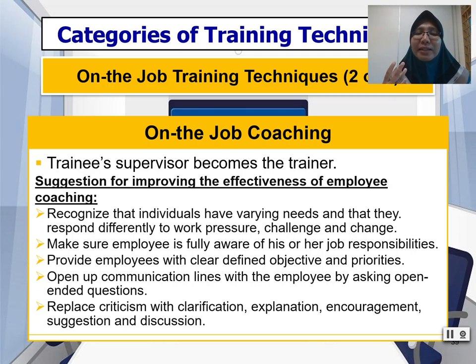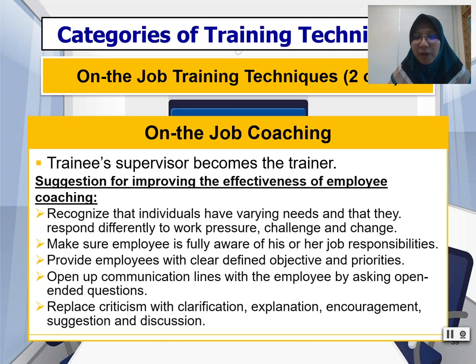Okay, so there are suggestions to improve effectiveness of employee coaching. So there are 5. The first one, you need to recognize that individuals have varying needs and that they respond differently to work pressure, challenge and change. Okay, this is the first one. Number 2, the second suggestion is you need to make sure the employee is fully aware of his or her job responsibility. Okay, number 3, you need to provide the employee with clearly defined objectives and priorities. Number 4, you need to open up a communication line with the employee by asking open-ended questions.